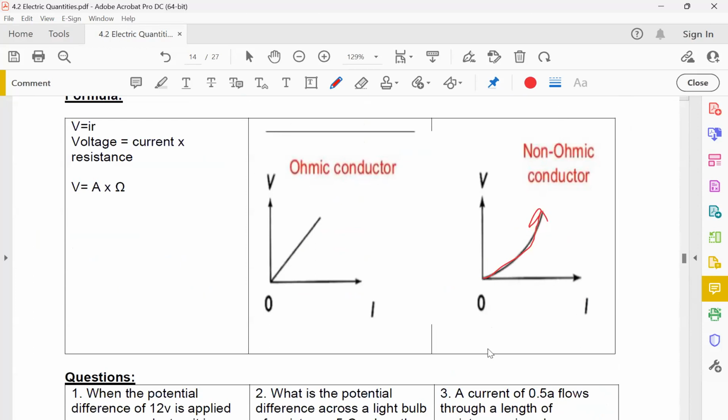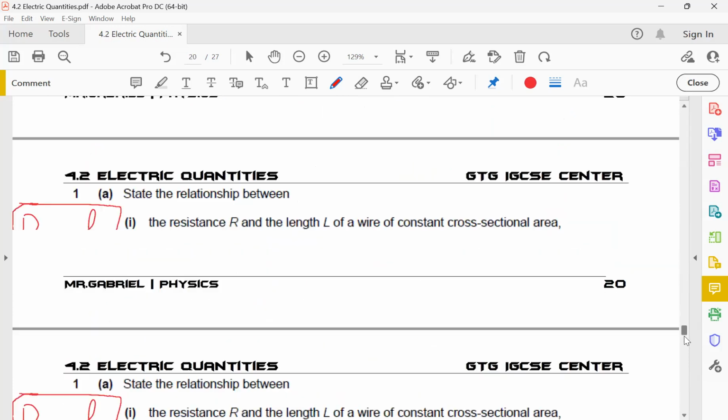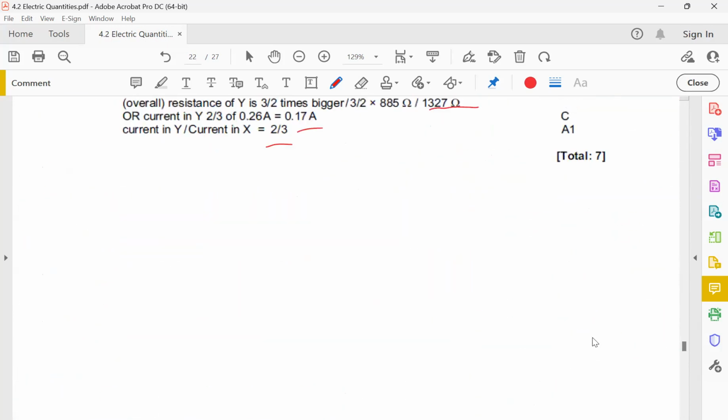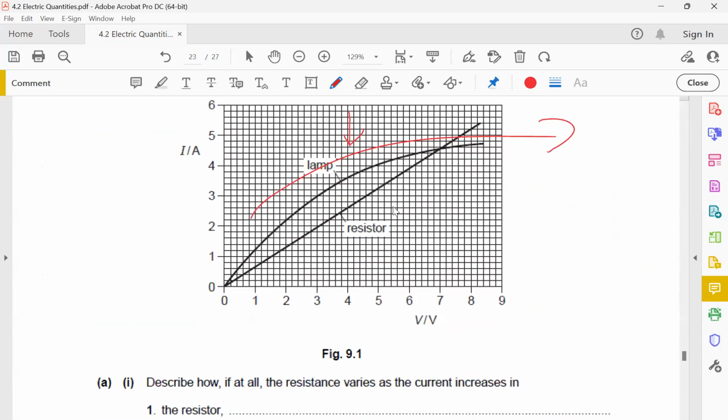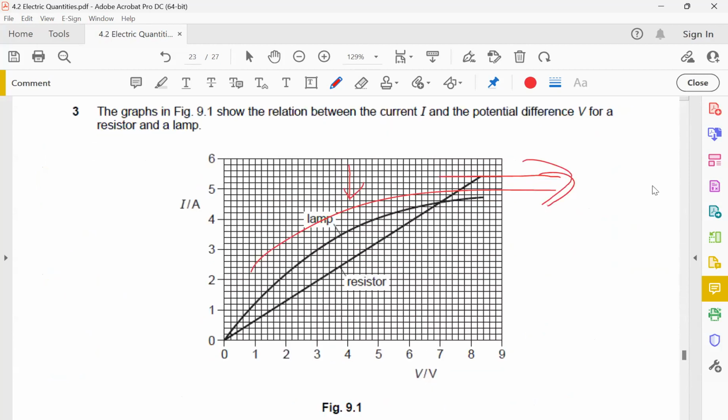Wait, did you work it out or did you just guess? Abigail, tell me why. Why does this one go up? I said increasing resistance. I mentioned this 2 weeks ago, right? Remember, right? A non-ohmic conductor. I said it's a filament. I said it's a filament lamp, right? Do you remember or not? Yes, right? Okay.